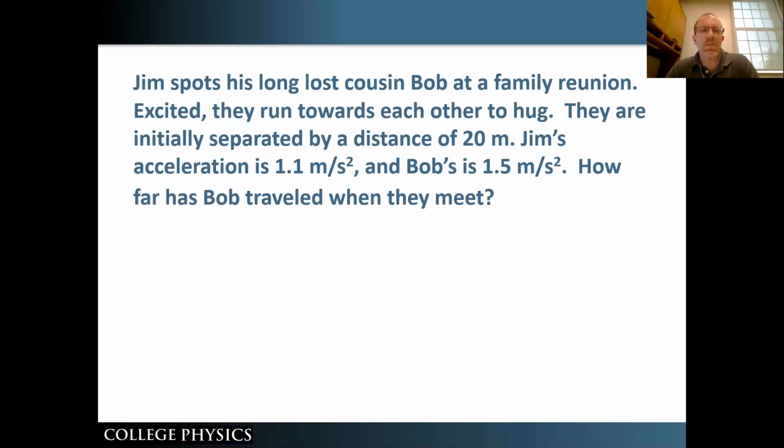It says Jim spots his long lost cousin Bob at a family reunion. Excited, they run towards each other to hug. They are initially separated by a distance of 20 meters. Jim's acceleration is 1.1 meters per second squared, and Bob's is 1.5 meters per second squared. Then we're asked the question, how far has Bob traveled when they meet?